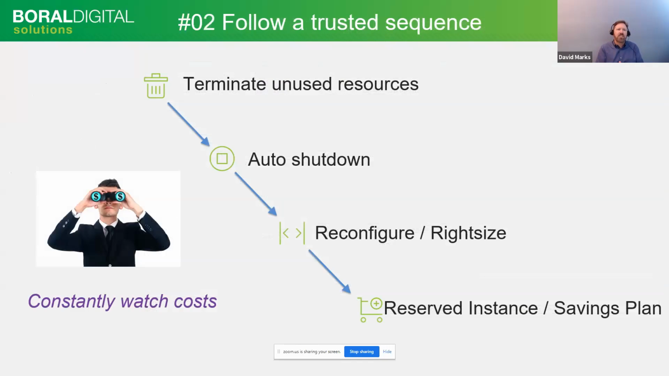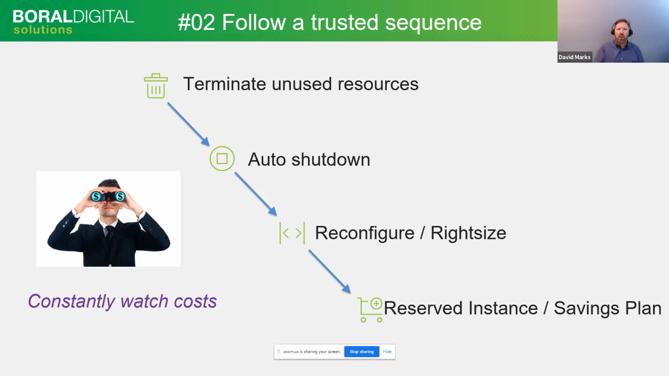Tip number 2 is to follow a trusted sequence. This is important because it's going to help you maximize cost savings. Terminating an instance or resource generates the biggest saving. If you don't need something, get rid of it. The cost is then gone forever. I then recommend consider auto shutdown. This has a big saving on compute costs, but not on storage. It's fairly simple to implement, and people should know whether they need a resource and if they need a resource, when they need it.